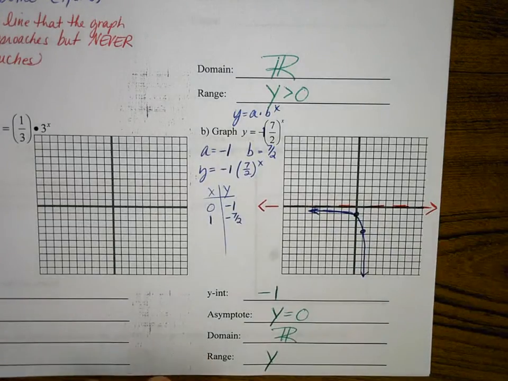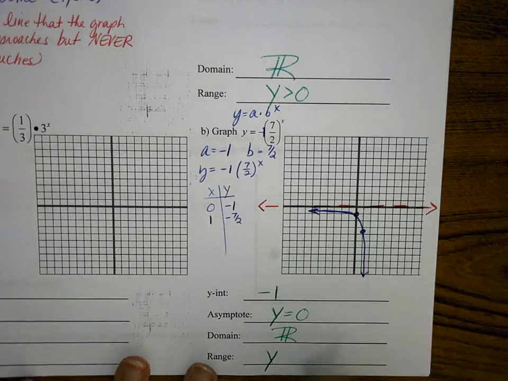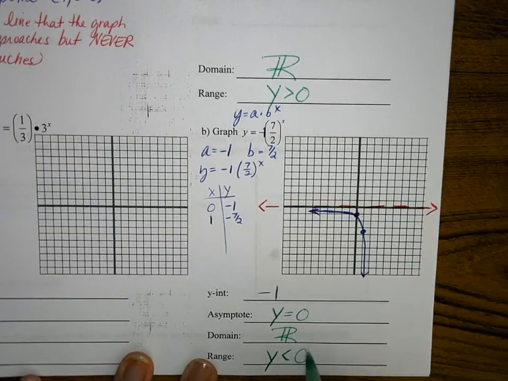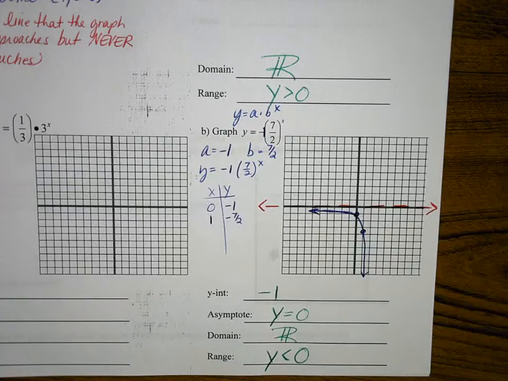Beautiful. Notice that this graph, because it's a reflection, it's below that line at y equals 0. So if my graph is below 0, it's going to be y is less than 0. Just something you got to tune in on so we don't make a careless error. Questions with that?